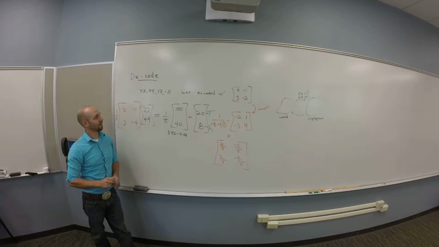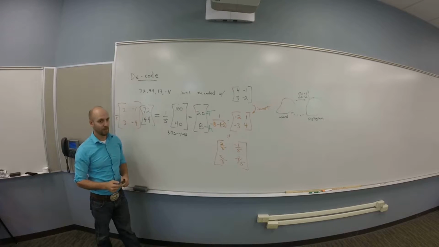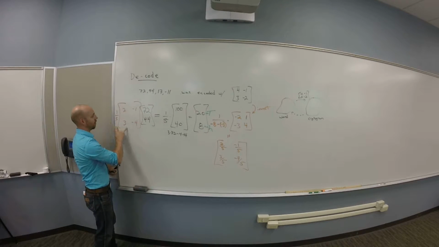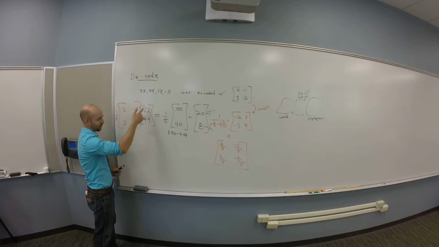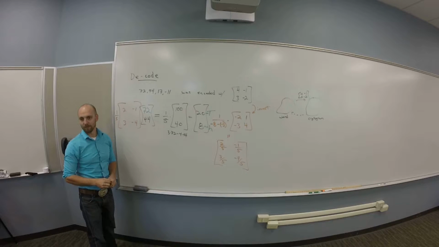So, thoughts? How do I do the second one? Same, but using 17 and negative 11. Yeah, the exact same thing, right? So multiply this matrix by the vector 17, negative 11, and hopefully you'll get the appropriate letters.